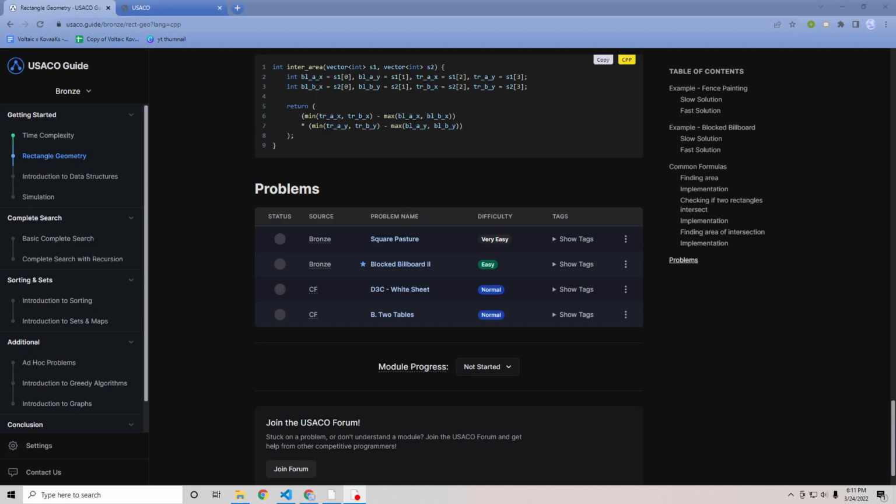Let's move on to the bronze section now. We're currently in the section for rectangle geometry. So let's look at the problem Square Pasture.